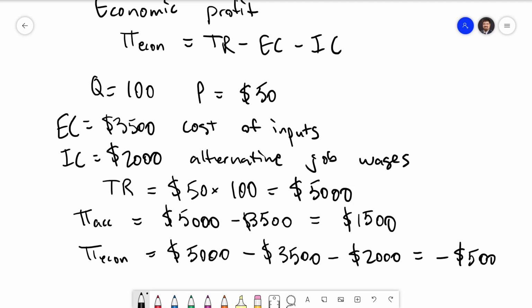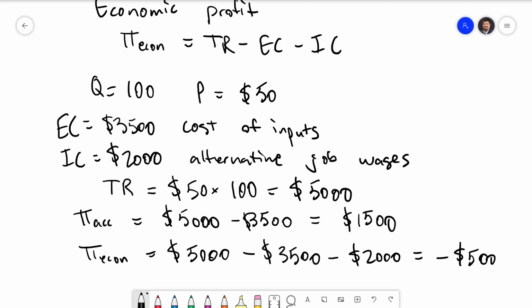Even though they're making money, it's not as much as they could have gotten doing something else. The $1,500 of accounting profit does not exceed the $2,000 that they could have made doing something else, so we have a negative economic profit, meaning that they could have done better doing something else, in this case, working the alternative job.